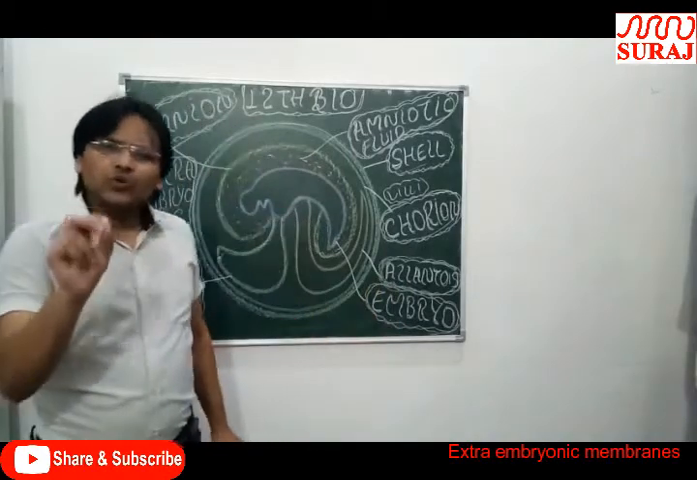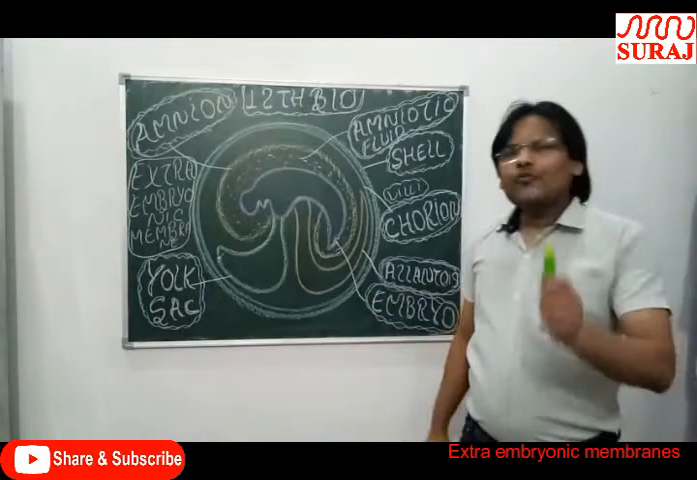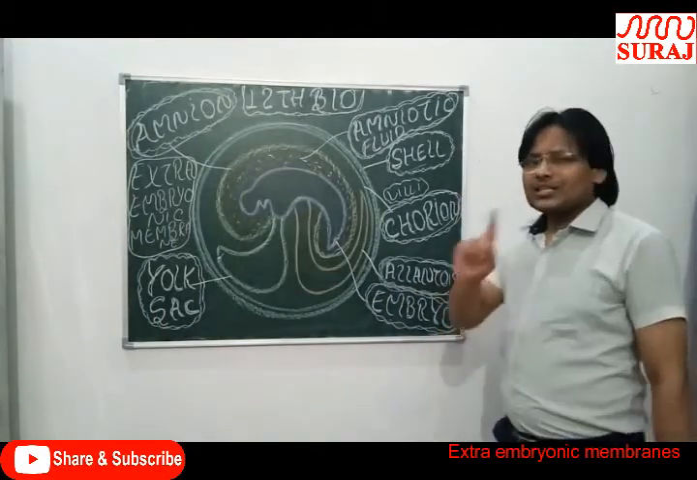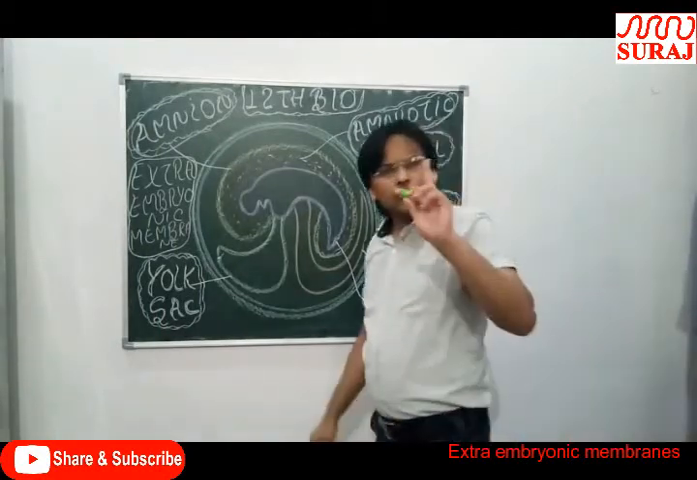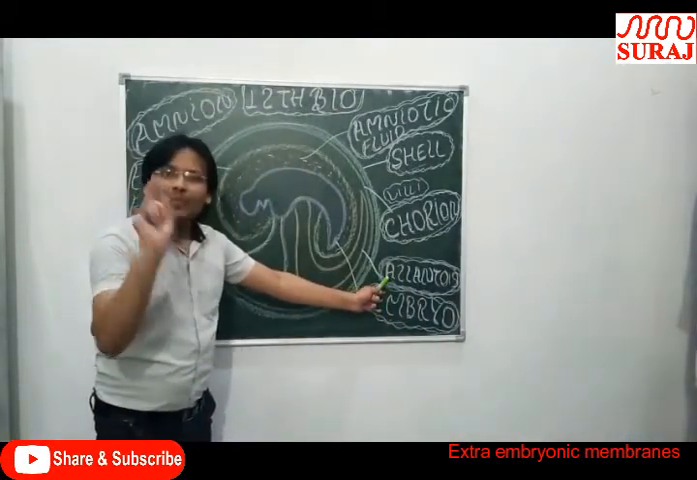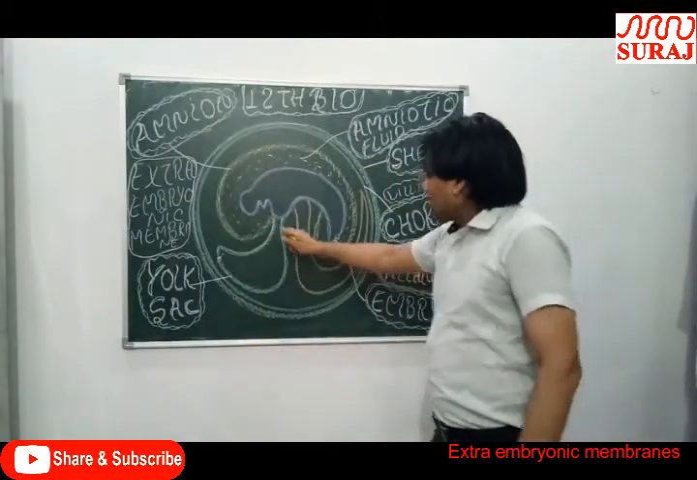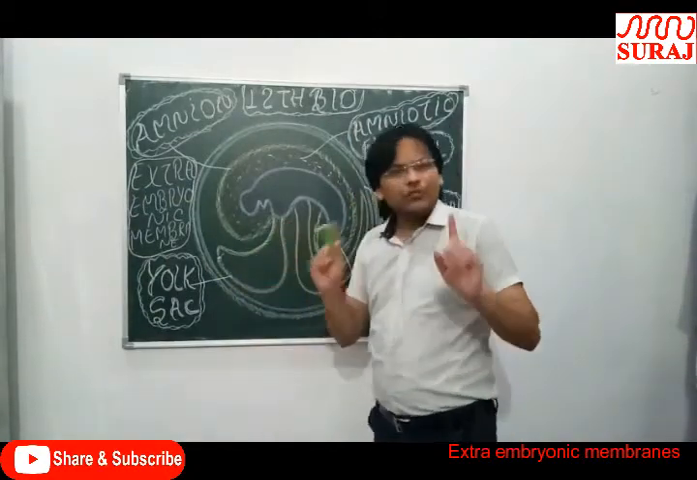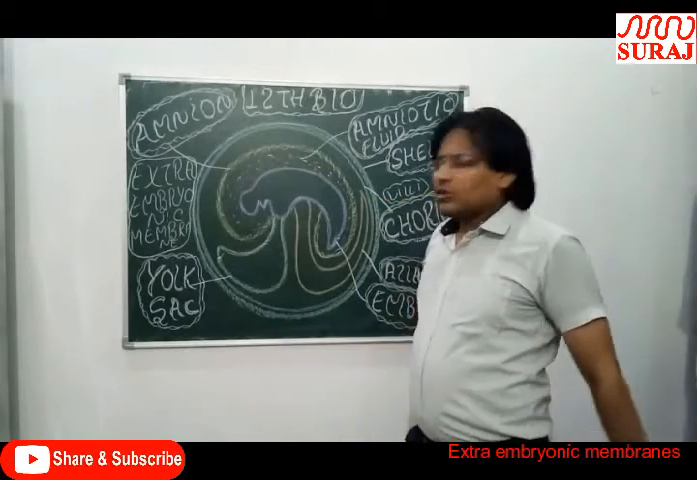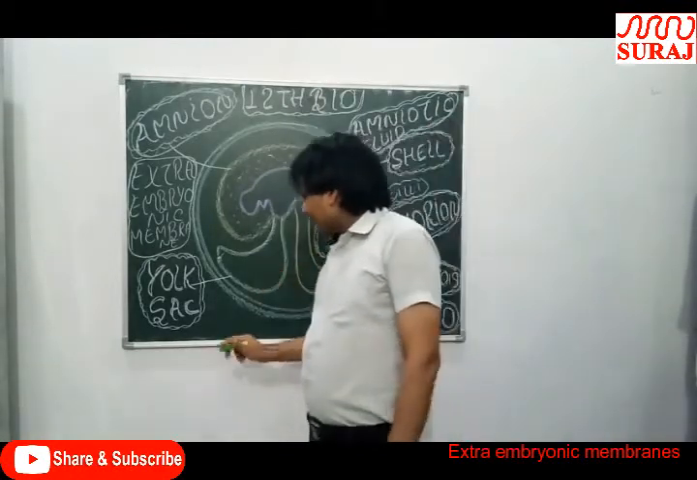Next point. The third membrane is known as allantois. You can see this membrane is known as allantois, and allantois is the membrane where nitrogenous waste produced by the embryo is deposited. It also forms blood vessels for the placenta. That is also an important question. This membrane also forms the blood vessels for the placenta.